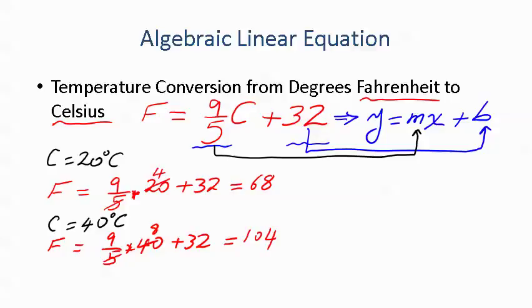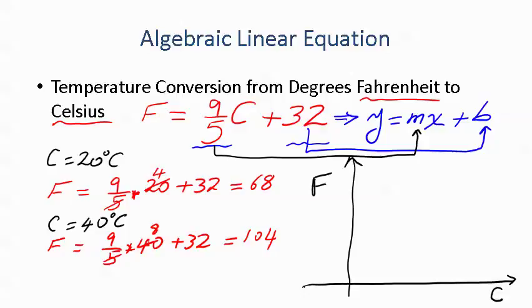Of course, we can take this information now and develop a plot. On the independent axis, we will place degrees Celsius, and on the dependent axis, we place degrees Fahrenheit. So when the temperature is 20 degrees Celsius, we have a temperature of 68 degrees Fahrenheit. When the temperature is 40 degrees Celsius, we have a temperature of 104 degrees Fahrenheit.